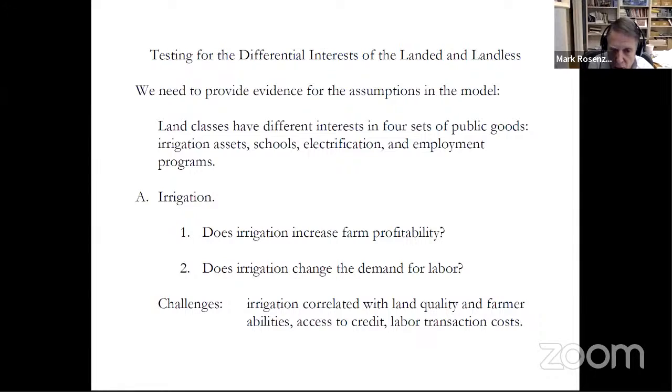Okay, so whether there's trickle down from that. And of course, the empirical challenges are that irrigation is correlated with land quality and farmer abilities, access to credit, et cetera. So we need to worry about the reverse causation. That is to say, if a farmer is more capable, that farmer is going to have more profitability, and that's going to enable him to finance irrigation on the farm.